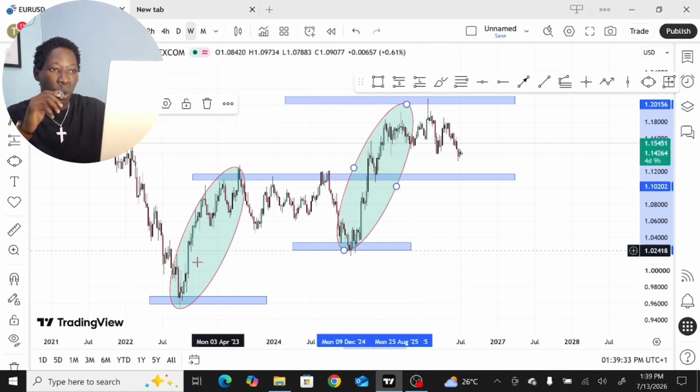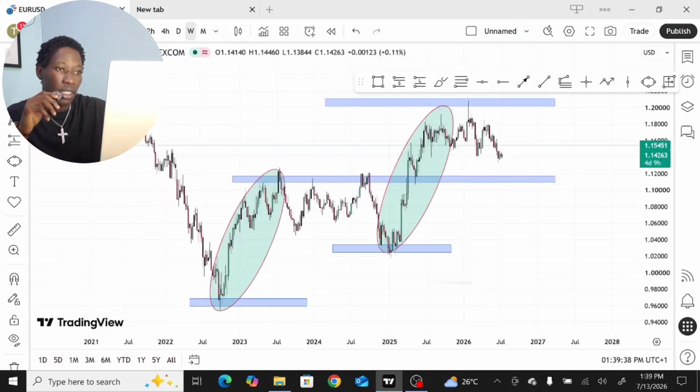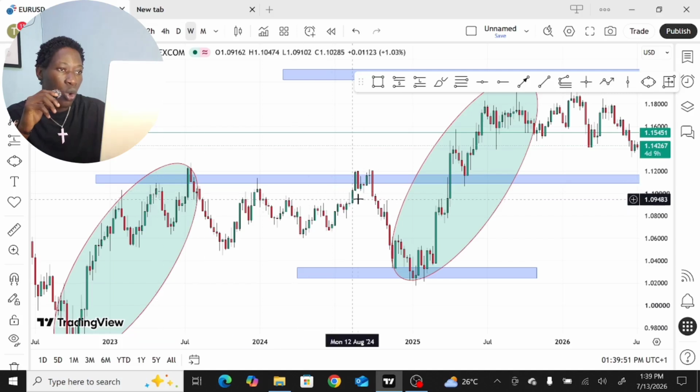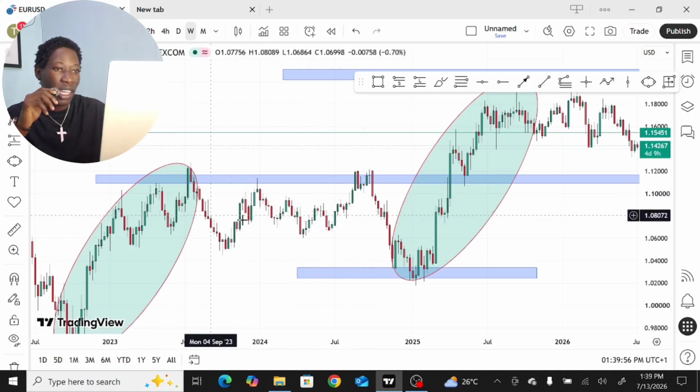Now, this market was in a bullish move, consolidated around this point. This was the phase it was consolidating. This move you are seeing here took a lot of weeks, somewhere around April 2023 to 2024. This is more than a year. That's when the market spent in this consolidation.